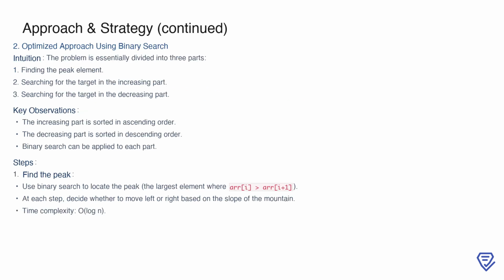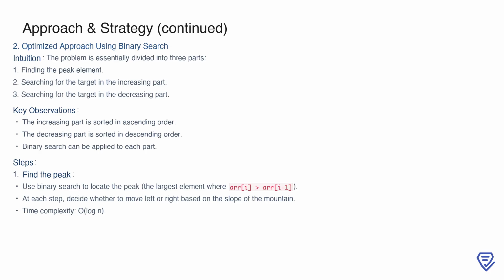A more efficient alternative is the optimized approach using binary search. This method divides the problem into 3 logical parts: finding the peak element, searching for the target in the increasing section, and then searching for the target in the decreasing section. A key observation here is that the left side of the mountain is sorted in ascending order, while the right side is sorted in descending order. This allows us to apply binary search, significantly reducing the number of operations. To begin, we locate the peak using binary search.